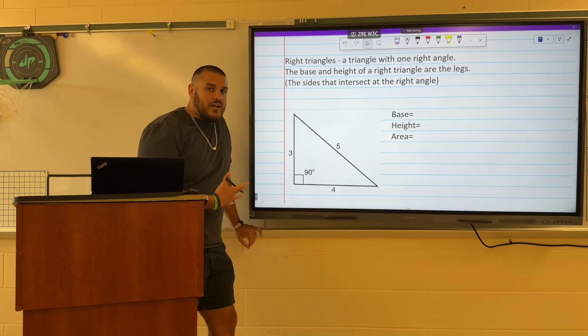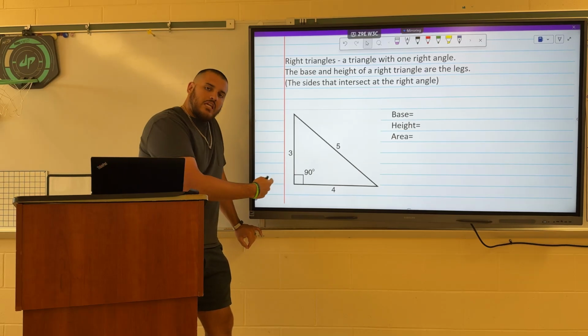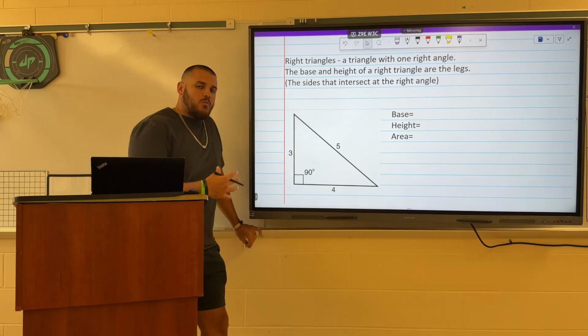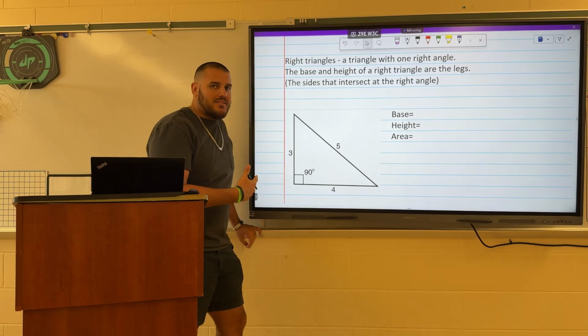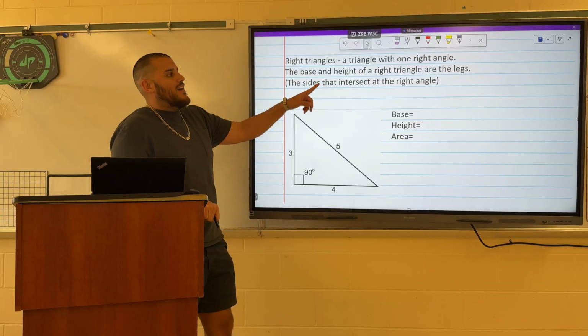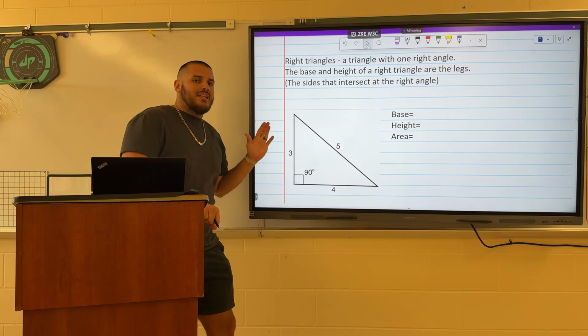Right triangles are very common throughout geometry, and they're unique because of that 90-degree right angle that's inside of them. And it's important that we understand how to identify bases and heights for these, because we're going to see them again throughout geometry. So the base and height of our right triangle are always going to be the legs.